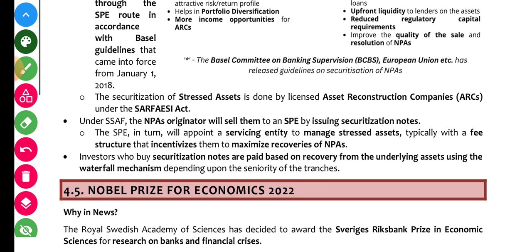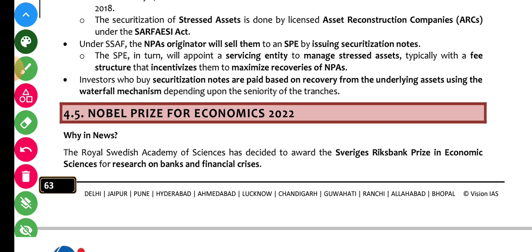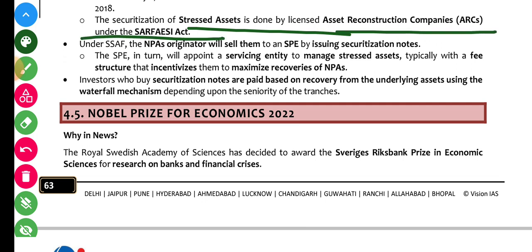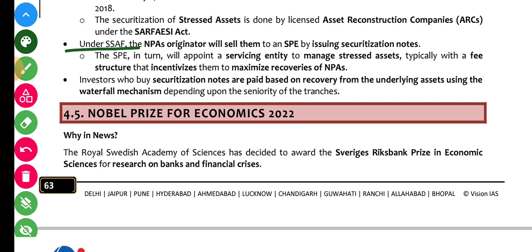Okay, so you can remember this. Under the SARFAESI Act, securitization of stressed assets is done by licensed asset reconstruction companies. Under the stressed asset framework, the NPA originator will sell them to a special purpose entity by issuing securitization notes.